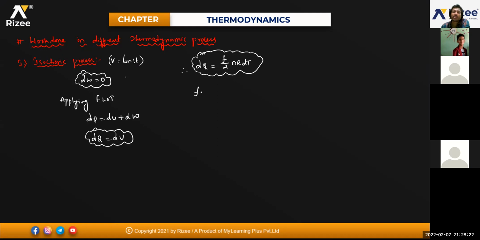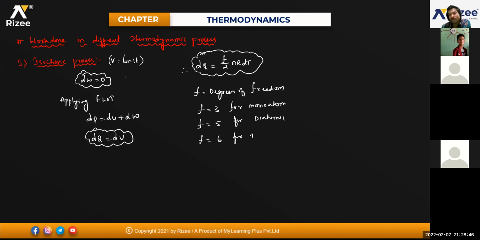F is your degrees of freedom, beta. So F is equal to 3 for monoatomic. F is equal to 5 for diatomic. F is equal to 6 for triatomic. Linear I'm taking right now. Therefore, dq is equal to 3 by 2 nR into dt for monoatomic, and dq will be equal to 5 by 2 nR into dt for diatomic. Like that I can write the relations.